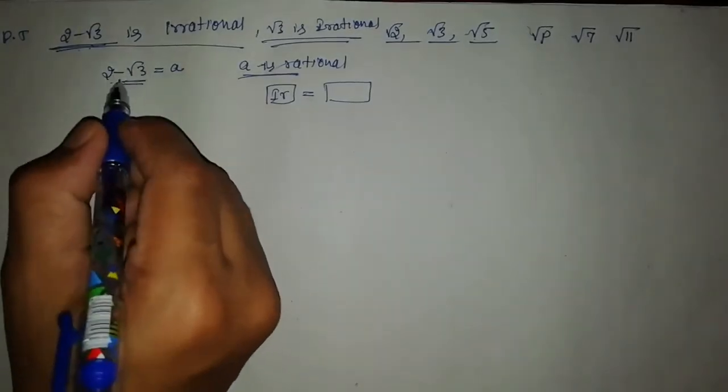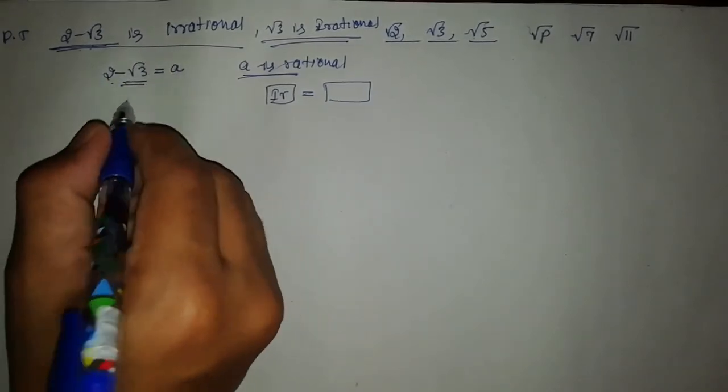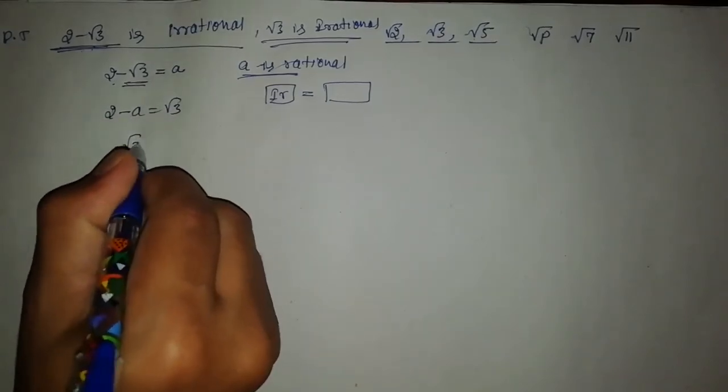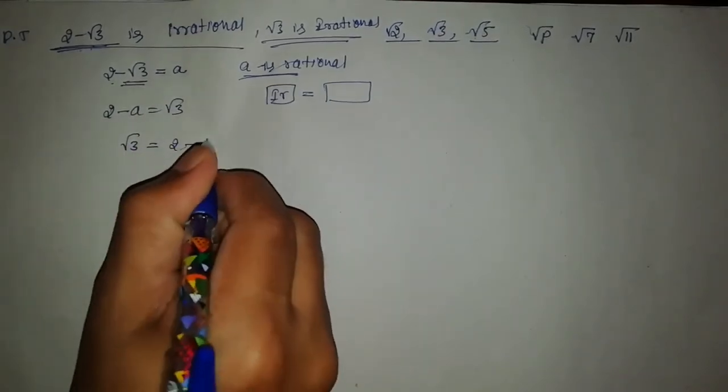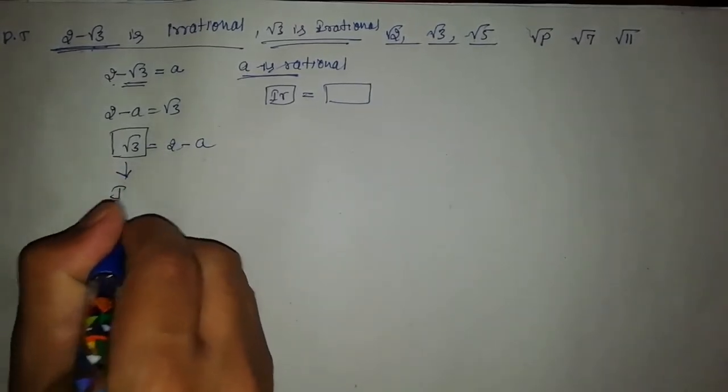Now look at it, it is negative. That's why I'm going to shift this number towards the right side and a towards the left side. It will become 2 minus a is equal to root 3, or else you can write root 3 is equal to 2 minus a. Okay, so in the left hand side, what type of number is this? It's actually an irrational number.